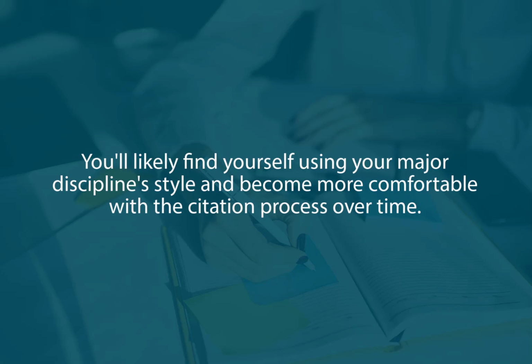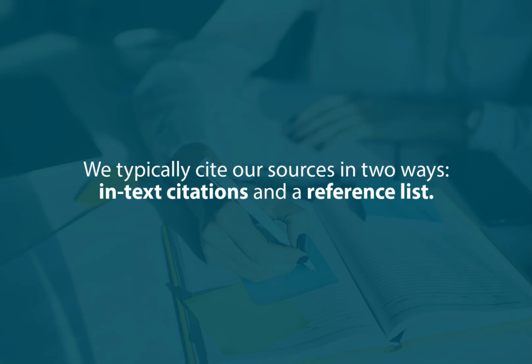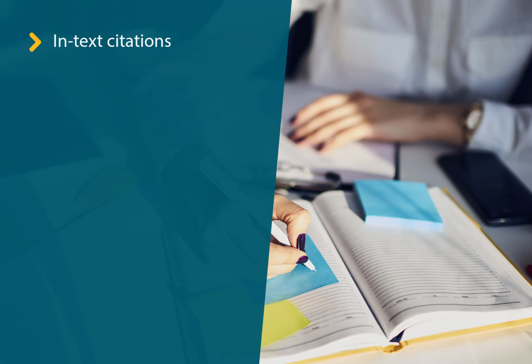As you progress in your major, however, you'll likely find yourself using your major discipline citation style more and more frequently in your coursework, and you'll become more comfortable with the basic process of citation. We typically cite our sources in 2 ways: in-text citations and a reference list. In-text citations are the citations included within the text of the paper.